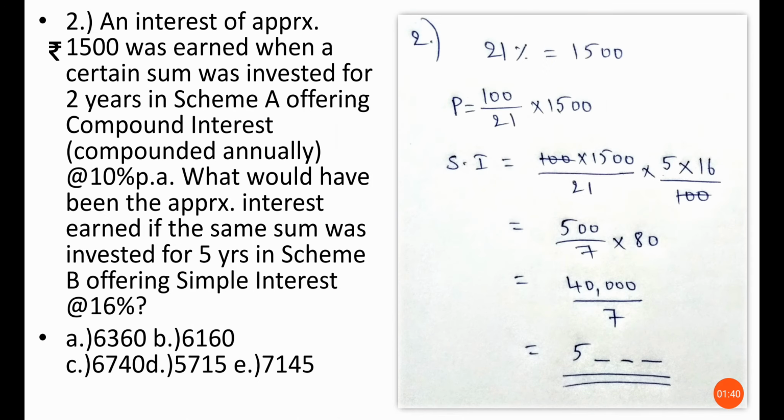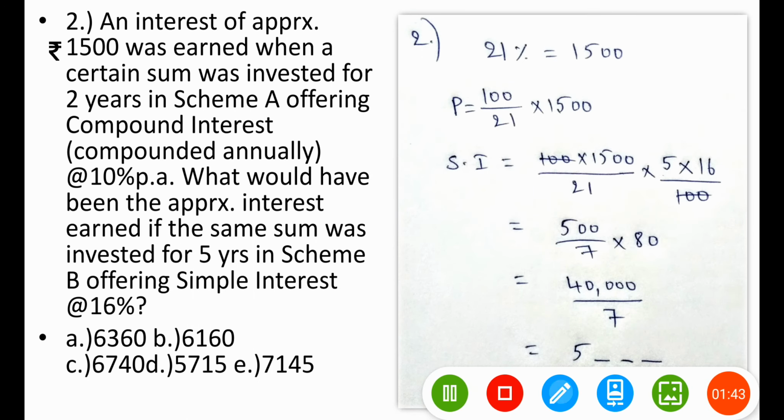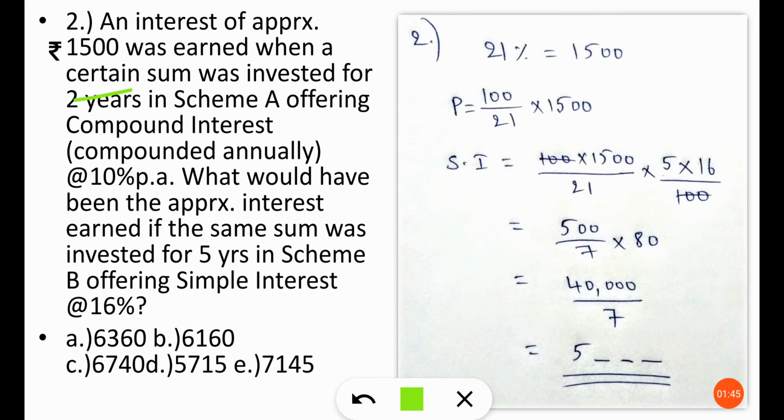Moving to the second question. An interest of approximately 1500 rupees was earned when a certain sum of money was invested for 2 years in scheme A offering compound interest at 10% per annum. What would have been the approximate interest earned if the same sum was invested for 5 years in scheme B offering simple interest at 16%?